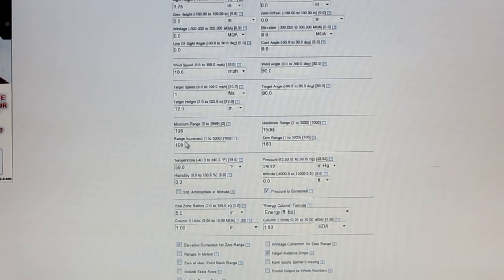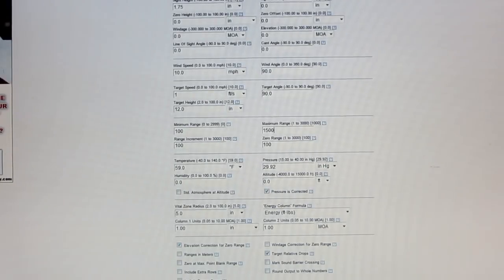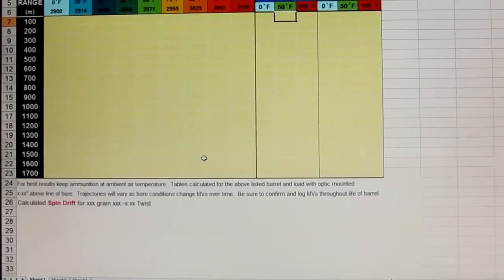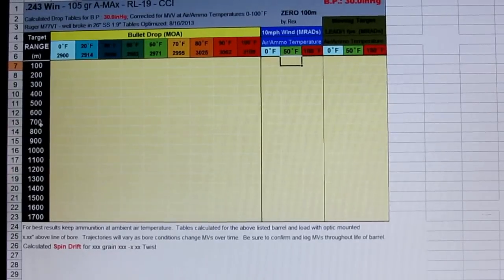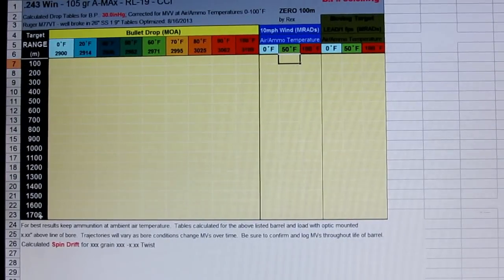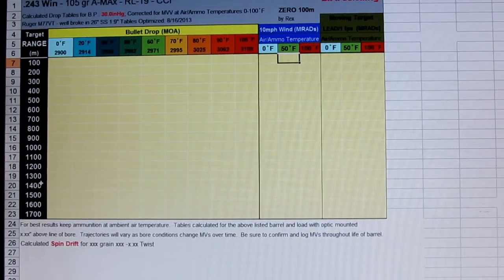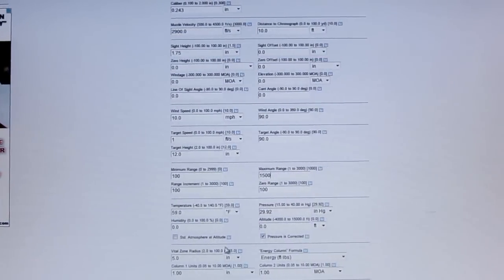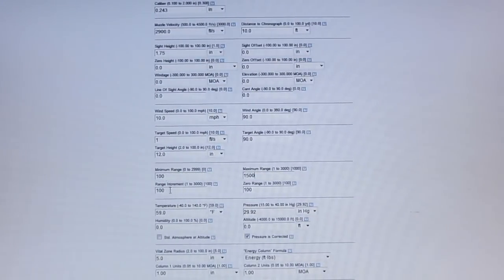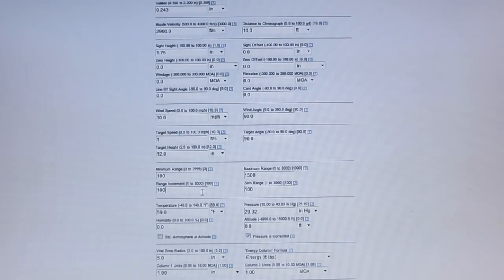Range increments for this set of tables, we are going in 100-meter increments, right? Now, if I was doing 10-meter increments, I would choose 10. But being that we're doing the smaller ballistic tables, we're doing increments of 100. This is a more compact version. So, where's our range increments here? So our range increments we're going to keep at 100.